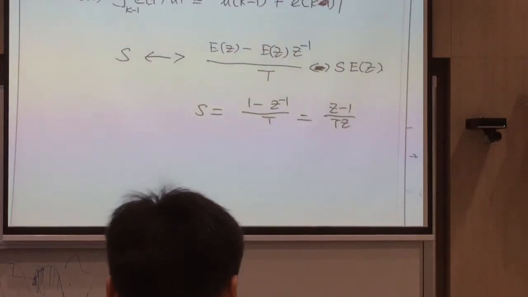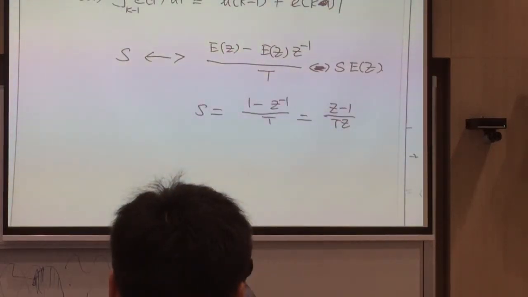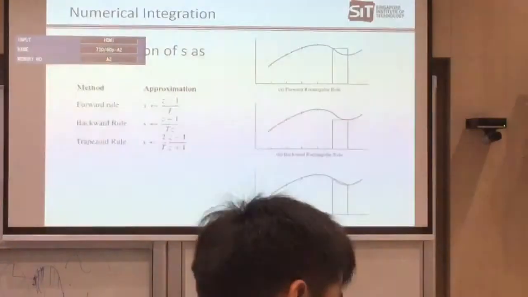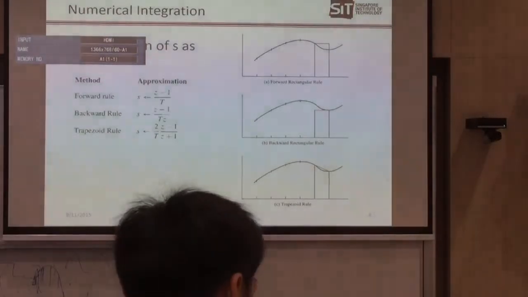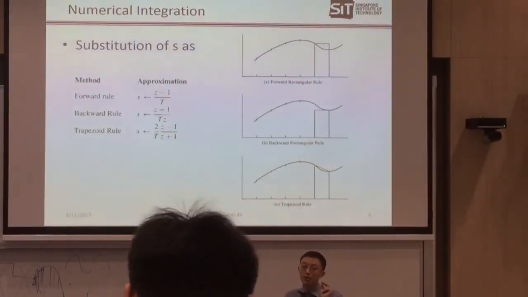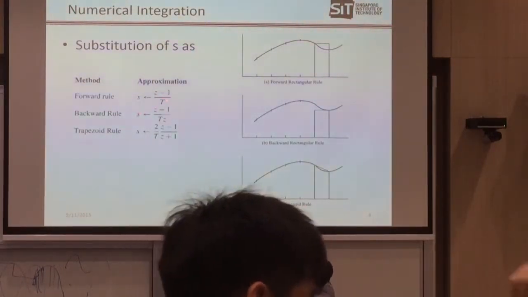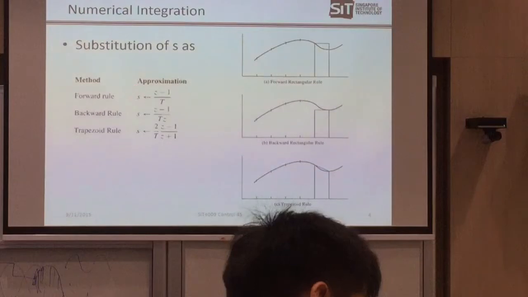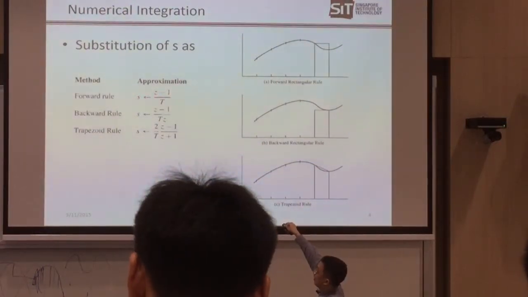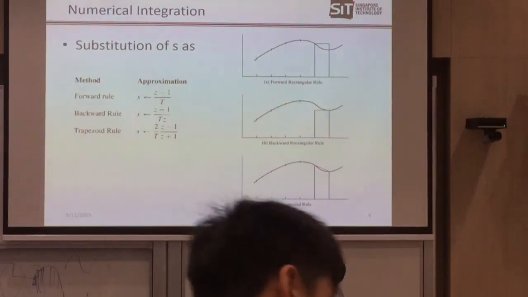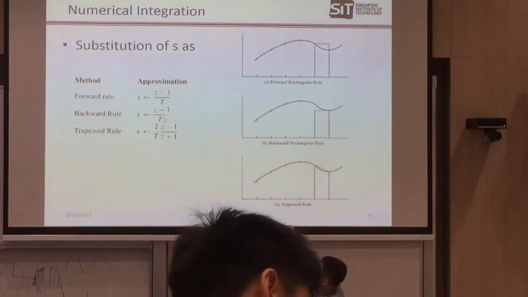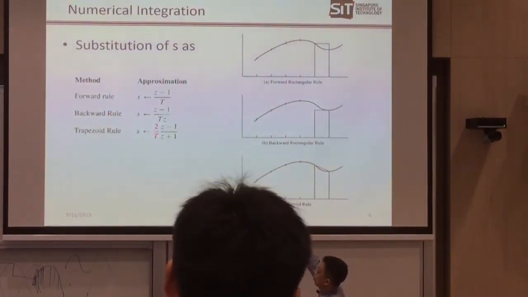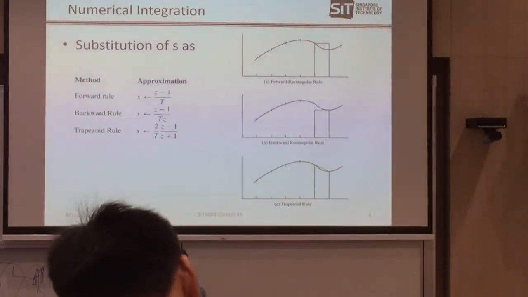So basically, we have shown you how to do this through the exercise 4. And what I want to highlight here is, depending on which method you are adopting, you have different approximation for S. If you are adopting your forward method, your S can be substituted by Z minus 1 divided by T. If you are adopting your backward, your S can be substituted by Z minus 1 divided by Z. If you are adopting the trapezoidal, your S can be substituted by 2 over T multiplied with Z minus 1 divided by Z plus 1.